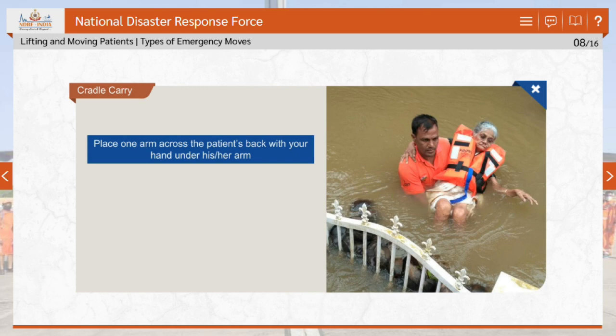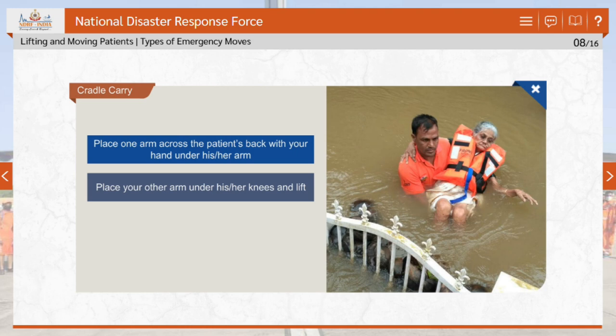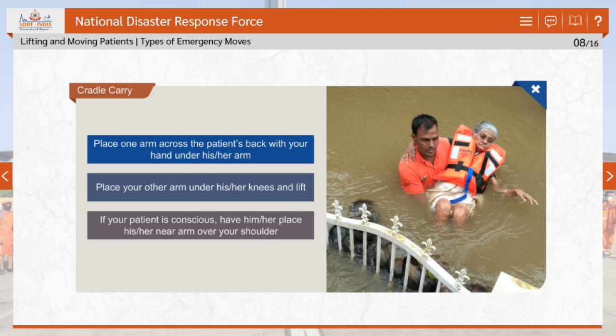Place one arm across the patient's back with your hand under his or her arm. Place your other arm under his or her knees and lift. If your patient is conscious, have him or her place his or her near arm over your shoulder.